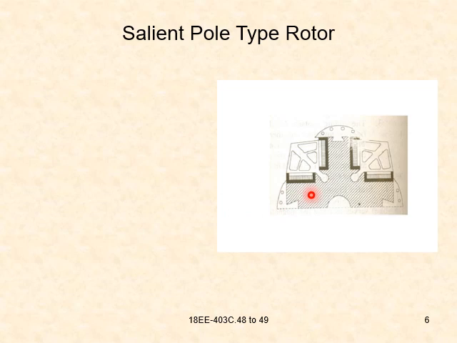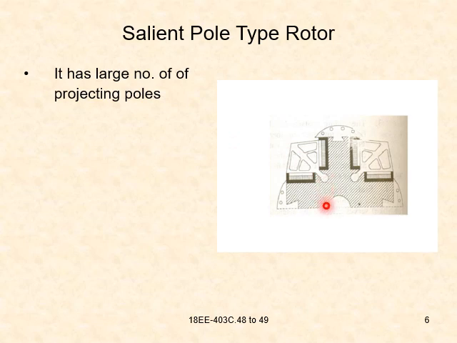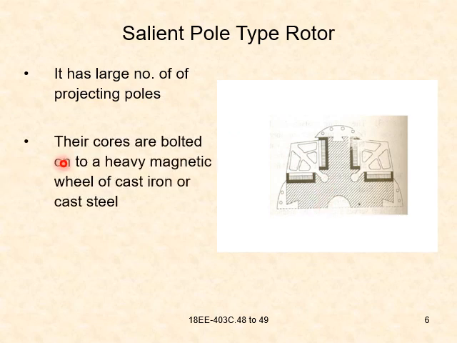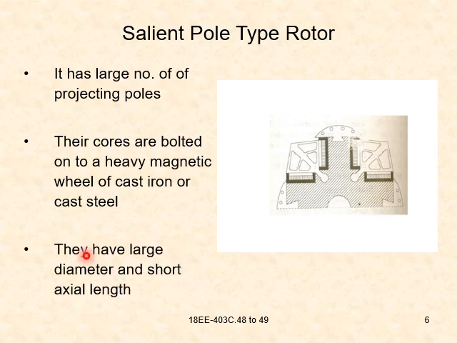So in that connection, it has a large number of projecting poles. Their cores are bolted onto a heavy magnetic wheel of cast iron or cast steel. They have large diameter and short axial length.